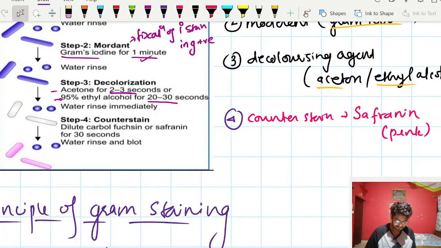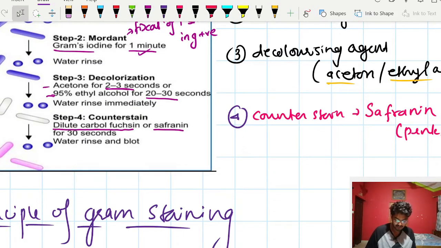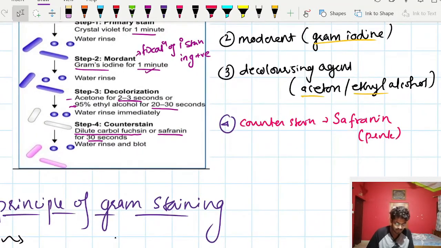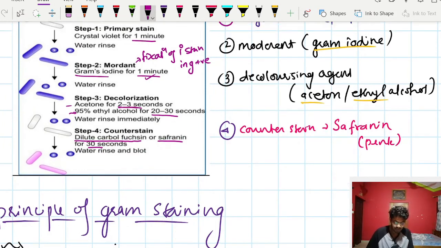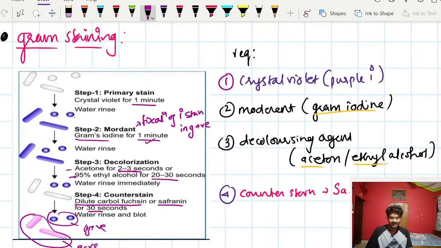Okay, rinse it out. Then after adding the decolorizing agent and rinsing, we use our counterstain, that is safranin. We can use either safranin or carbol fuchsin, but most commonly we use safranin. Hold it for 30 seconds, and again we rinse it out. So what happens is that the gram positive cocci, you see, these will stain our primary stain, and the gram negative bacilli will stain pink, that is our safranin dye. These are crystal violet, these are safranin. So these are gram positive, these are gram negative. This is our gram staining technique.